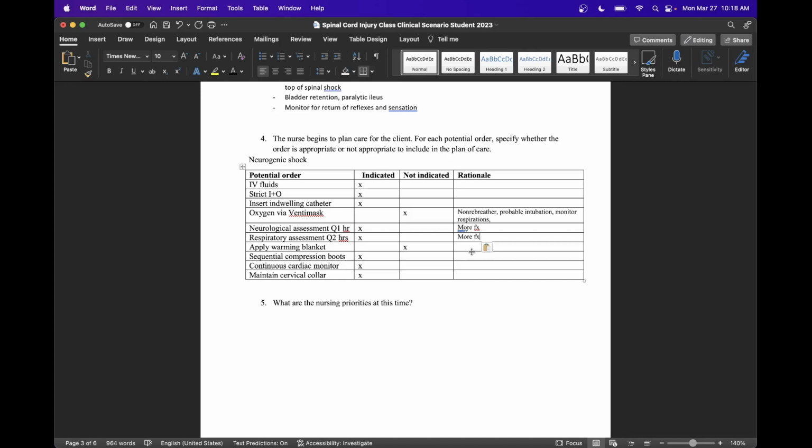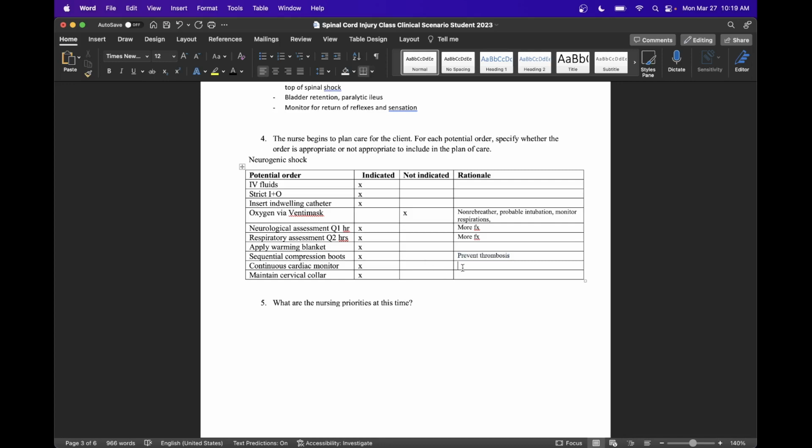A warming blanket? Yes. Compression boots? Yes, because of that neurogenic shock from venous cooling. Cardiac monitor? Yes, neurogenic shock, atropine. Maintain cervical collar? Yes. The reason you're going to put a warming blanket on is because he's not regulating his temperature. So your skin is warm and dry, but your core is going to be cold.